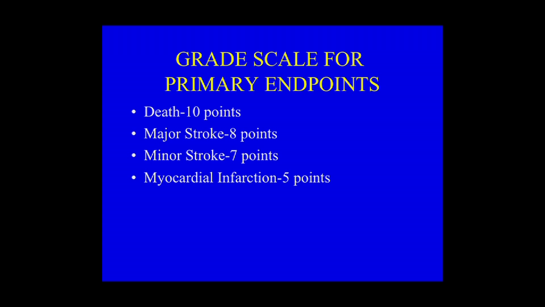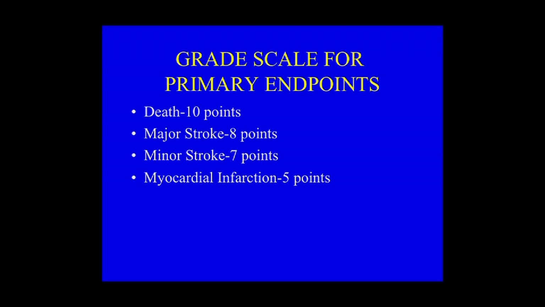And if we look at the three adverse events, I would assign a point count of 10 points if somebody dies, a major stroke, 8 points, a minor stroke, 7 points, and a myocardial infarction, 5 points. Had we done that, what would have happened? Well, here's what the analysis is.